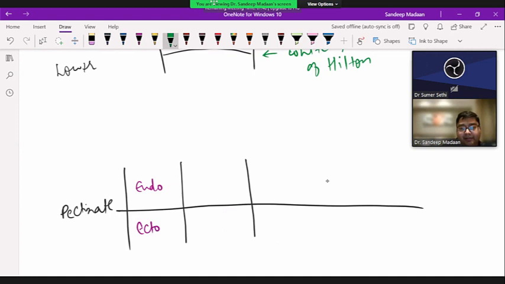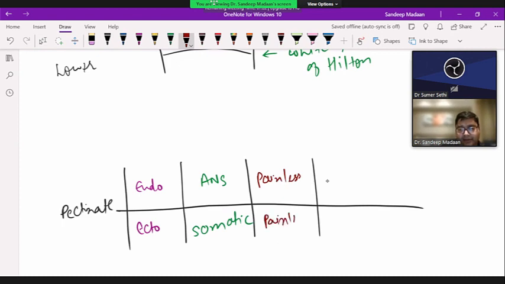Above, it is supplied by the autonomic nervous system. Below, it is supplied by somatic nerves. Above the pectinate line, it is painless because it is supplied by the ANS part, and below, because it is supplied by somatic nerves, it is painful.